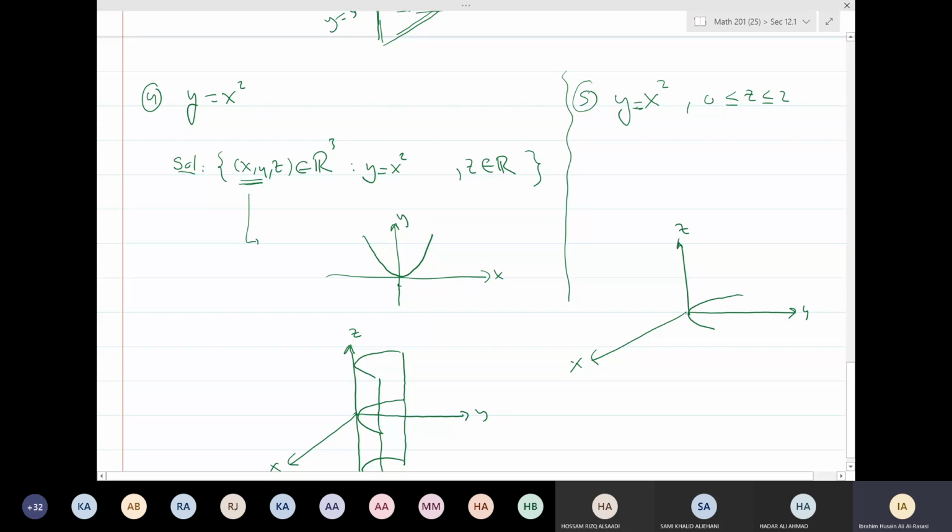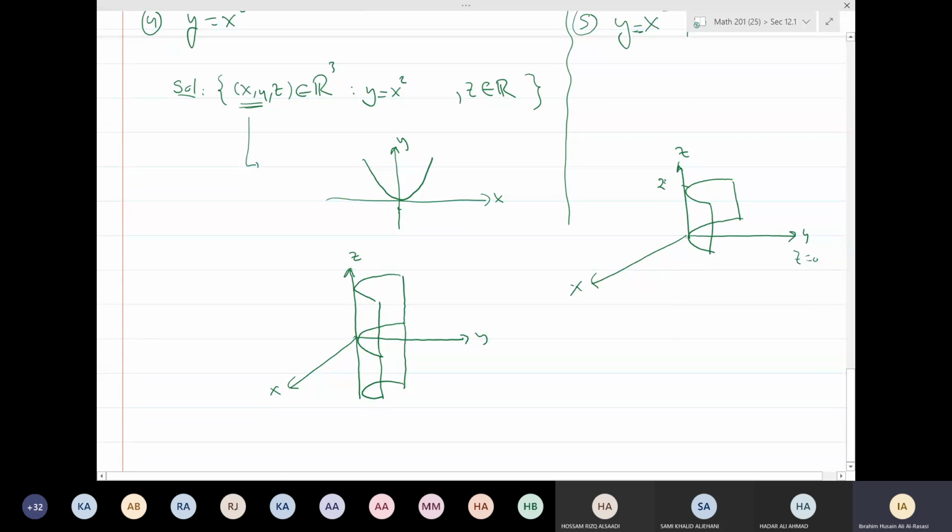Now you shift it up to the second floor. Z equal to 0 is the XY plane, you are not moving anywhere. You shift it until Z equals 2, the second floor. So this is what you get. It is part of the previous sheet, not an infinite sheet. It is a bounded sheet. This is how to sketch or describe the set of points.